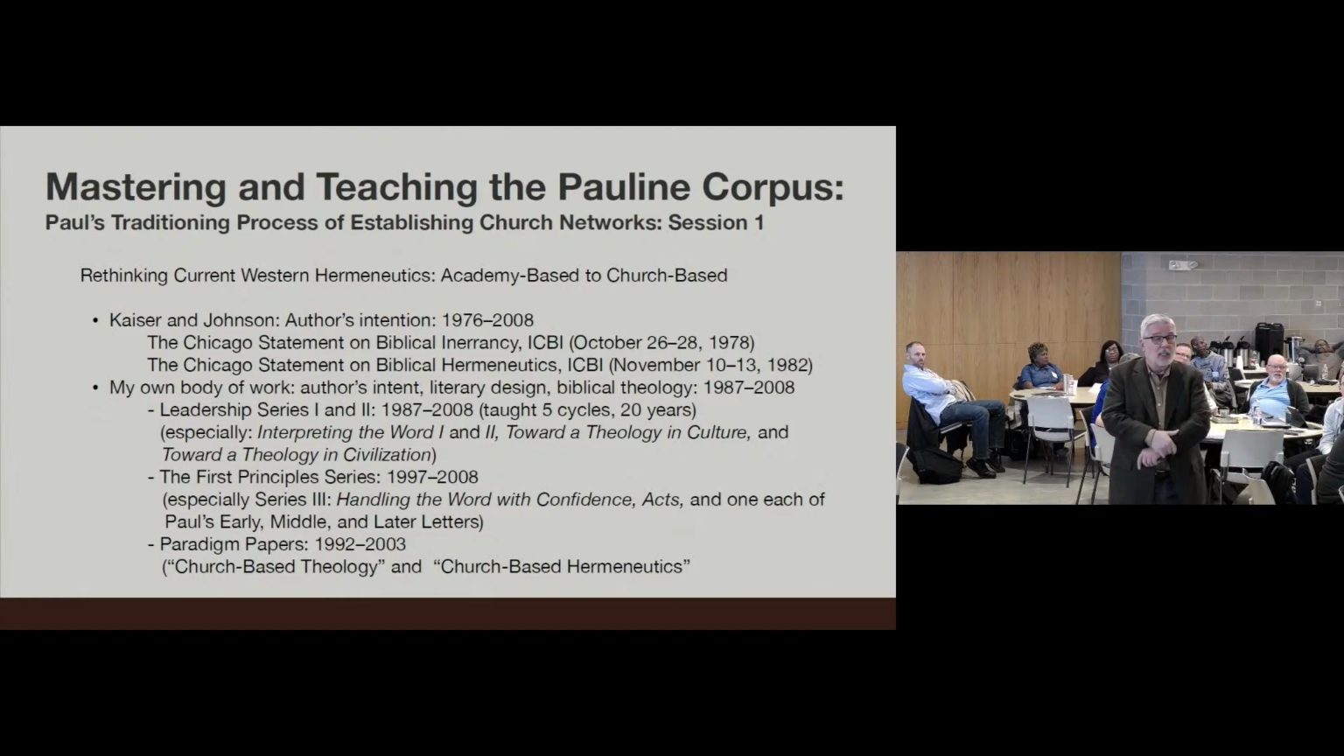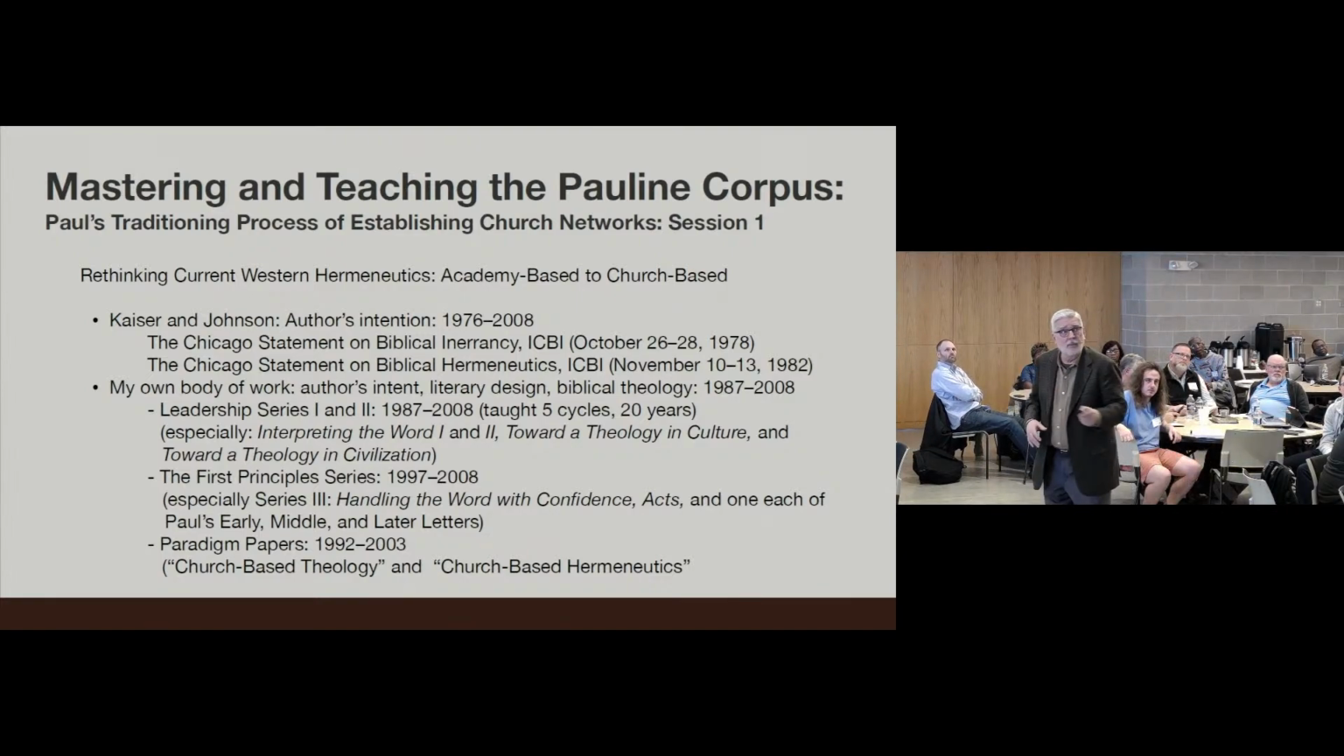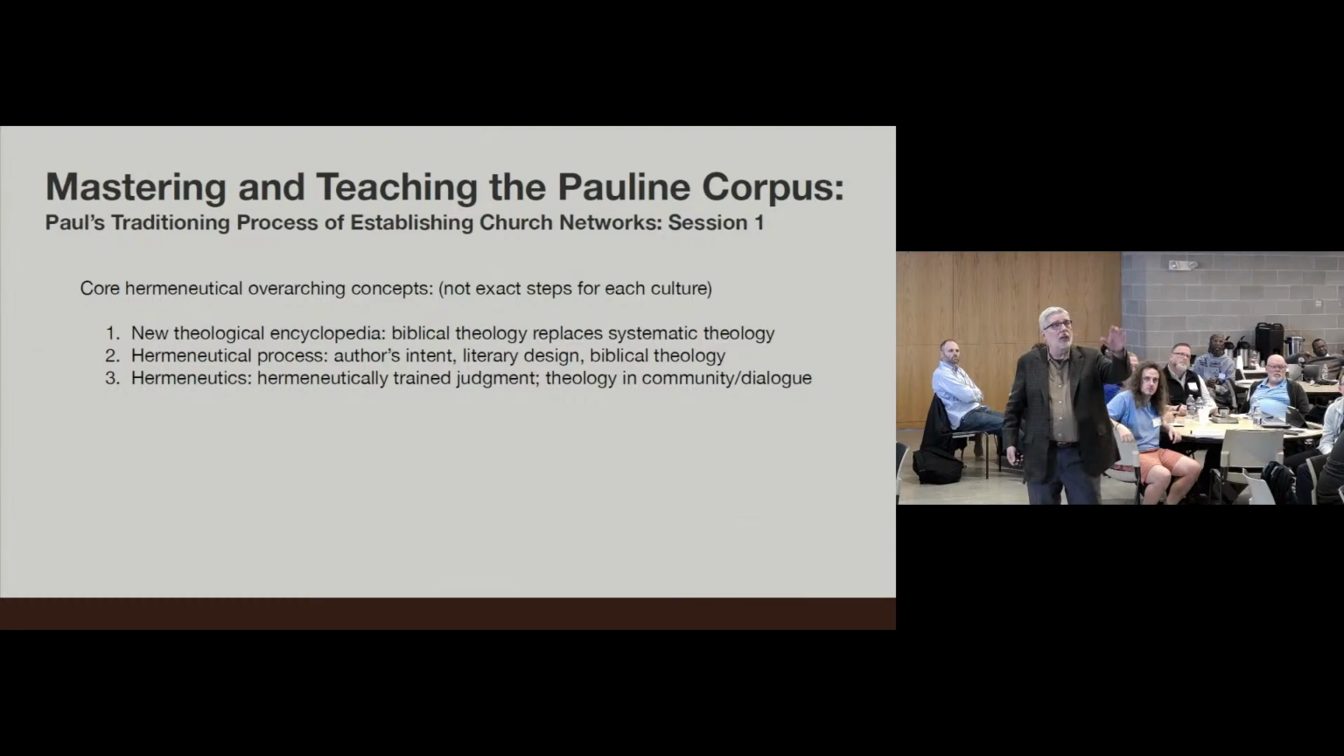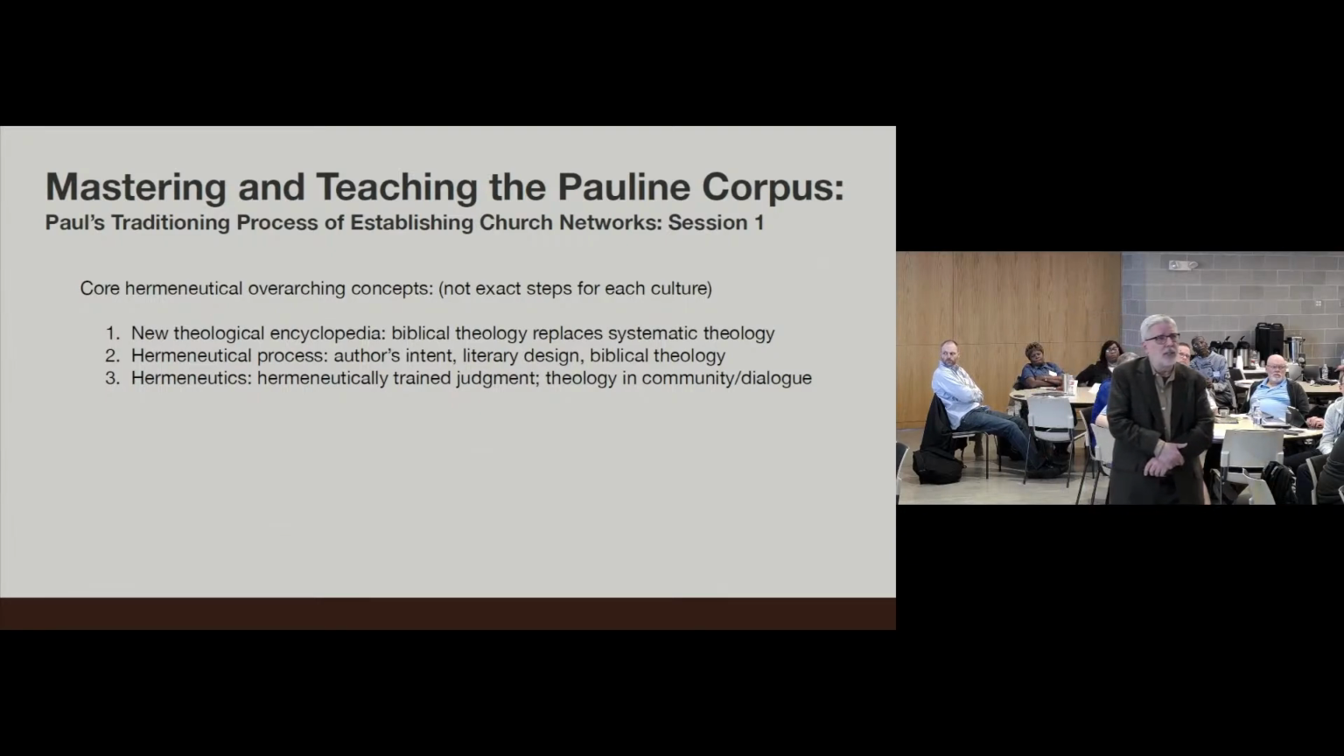The first principles, especially Series 3, Handling the Word with Confidence. And then the paradigm papers, Church-Based Theology and Church-Based Hermeneutics. All of those were laying this foundation for the new hermeneutic. And what I mean by that is there are 3 core concepts, not steps. They kind of are, but it's the concepts. They're kind of cyclical in terms of as you're going through, winding up with the literary genre. One is a new encyclopedia. The basic idea is biblical theology replaces systematic theology.